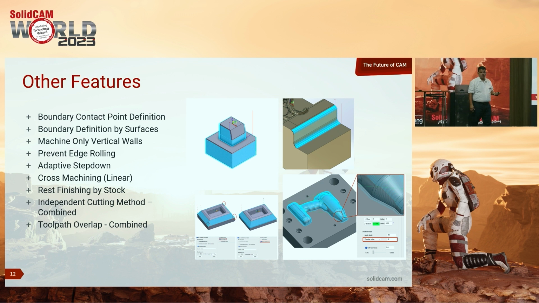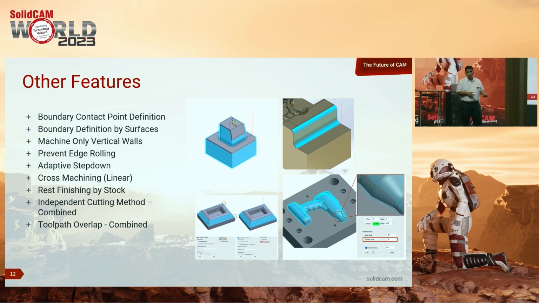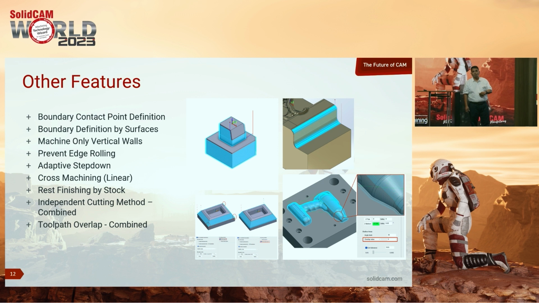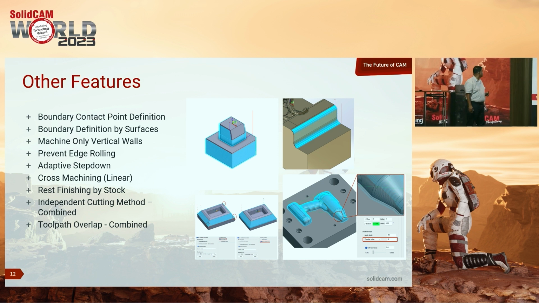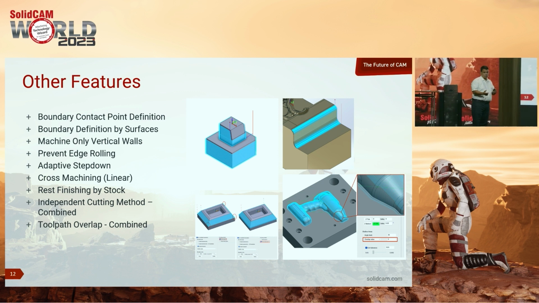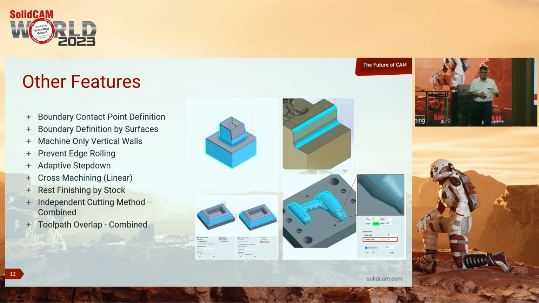rest finishing by stock. So you can have rest finishing by previous tool, or you can do rest finishing by previous stock. Both are available. Not roughing, I'm talking about the finishing part. We have independent cutting method. You'll have climb for, let's say, constant Z, and mixed for linear.